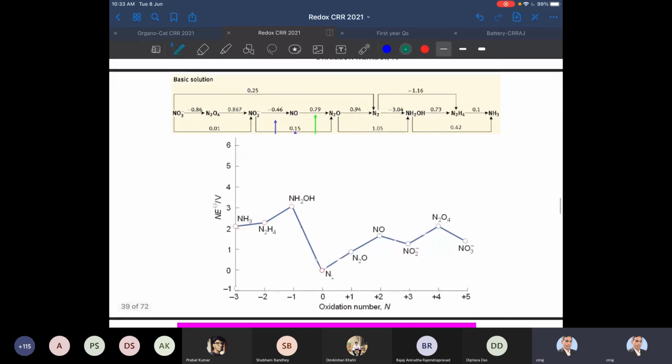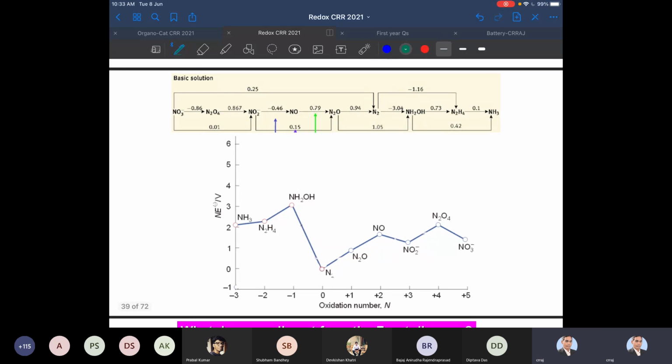Now here, this is the basic solution. As I said, your potential changes when the pH changes. Here, for the same nitrogen in basic solution, the potential data changes. In the Latimer diagram, the entire diagram changes. Now you will be able to see that NO3 minus is no more a powerful oxidizing agent. I hope you got it.